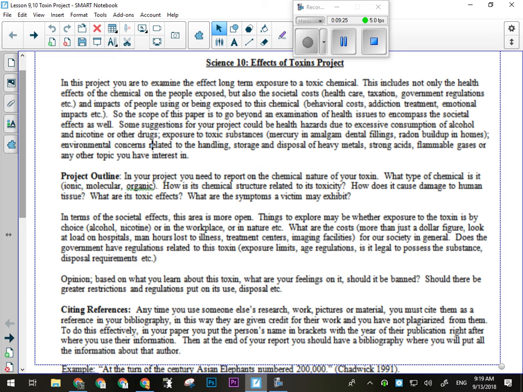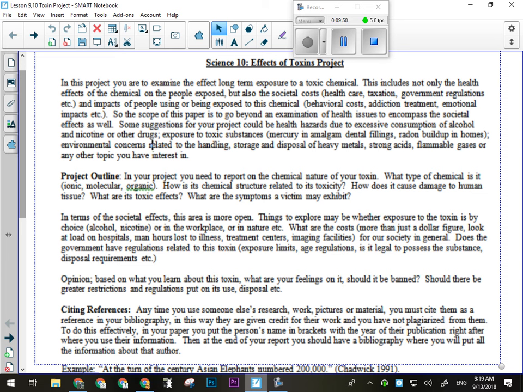Things like that. The societal effects area is more open, but these two need to be equally weighted in your report. So you spend as much time in your report talking about the chemical nature as you do about the societal effects. Things to explore may be whether exposure to the toxin is by choice, in the workplace or in nature, or maybe you don't have any control over it at all. Maybe your water supply gets contaminated or something like that.